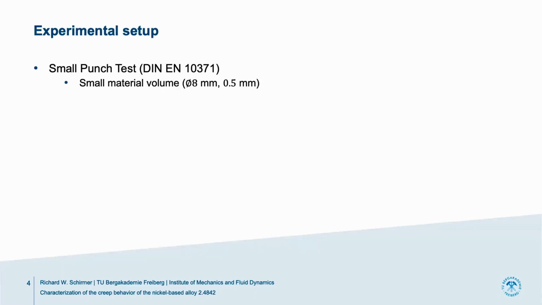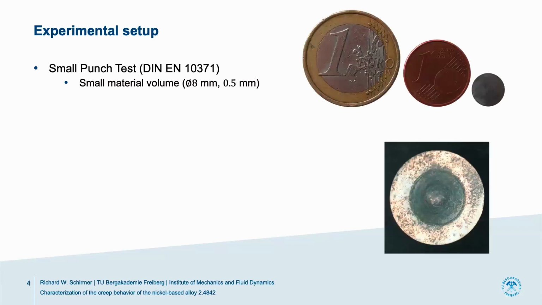The experimental setup. Commonly, the tensile test is used, but tensile tests need a lot of material. One of the major advantages of the small punch test is that you need a lot less material. You have a diameter of 8 millimeters and a thickness of 0.5 millimeter. If you compare it to a commonly known object like a euro coin, you see this is our little specimen. And we'd like to identify all the creep parameters based on those little specimens.